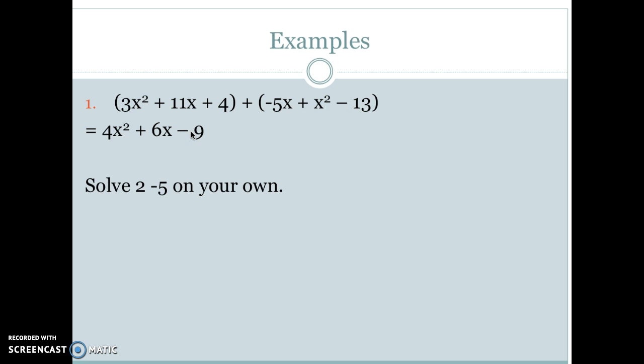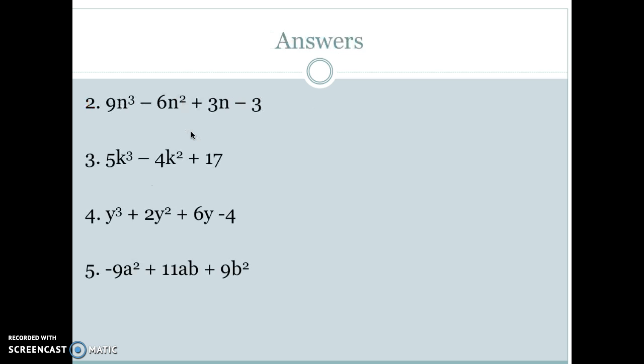Now I want you to solve numbers 2 through 5 on your own. Go ahead and pause the video while you solve those problems, and then restart the video to see the answers. Here are the answers for numbers 2 through 5.